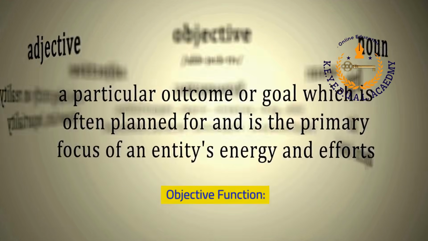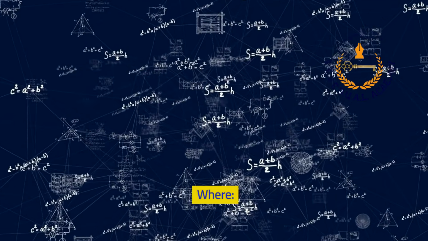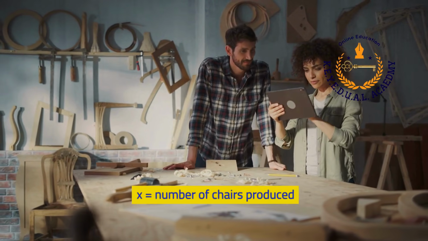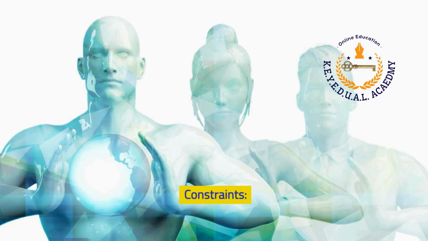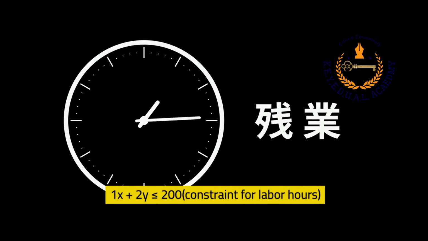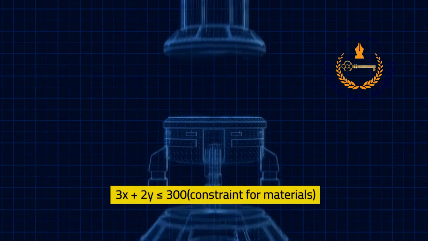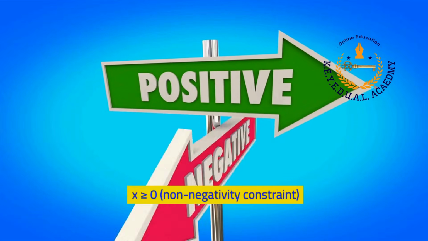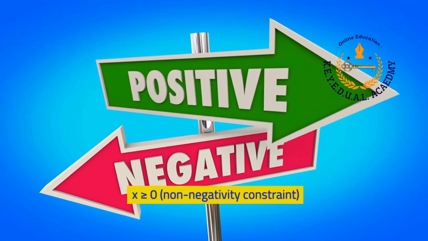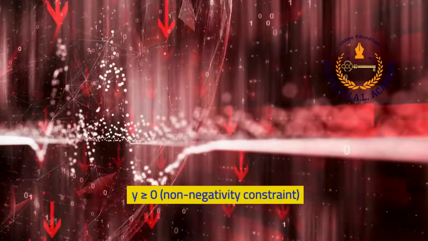Objective function. Maximize profit equals 8x plus 5y, where x equals number of chairs produced, y equals number of tables produced. Constraints. 1x plus 2y is less than or equal to 200, constraint for labor hours. 3x plus 2y is less than or equal to 300, constraint for materials. x is greater than or equal to 0, non-negativity constraint. y is greater than or equal to 0, non-negativity constraint.